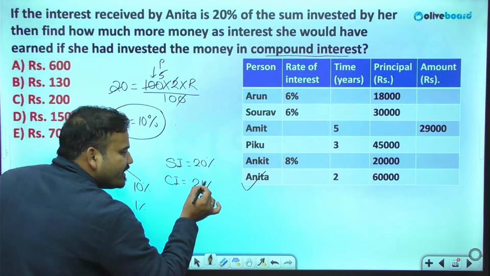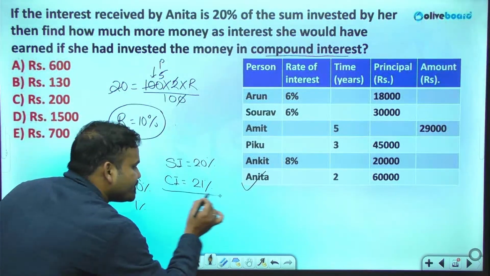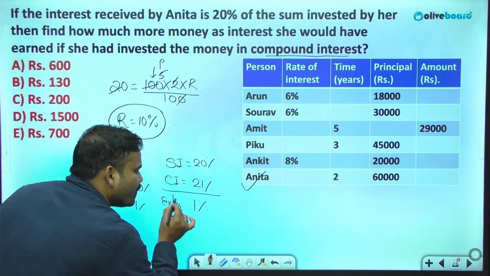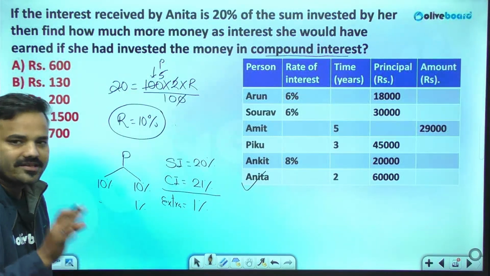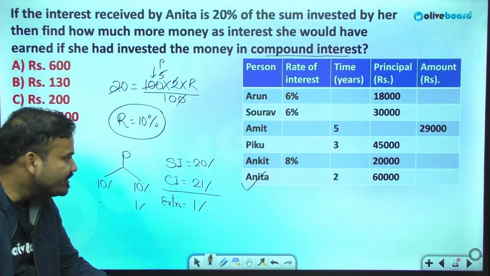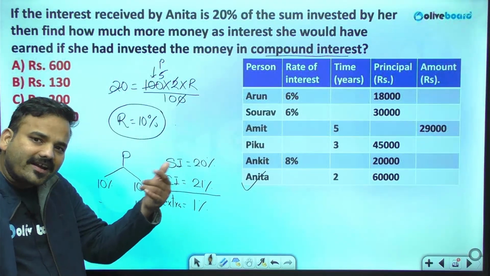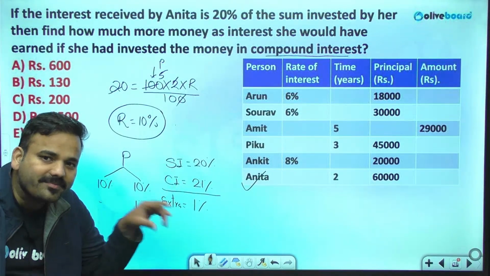So effectively, if she would have deposited this entire sum at compound interest, she might have got extra. How much extra? 1% extra. Whatever sum she might have put, she would have got 1% extra. Had she deposited at 10%, she would have got 20%. But if she might have deposited it at compound interest, she might have got 1% extra, that is 21%.